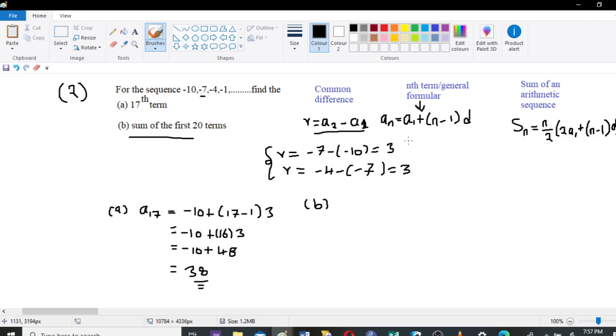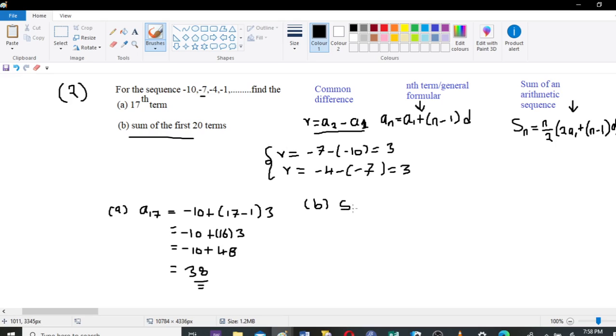So look at the formula for the sum. It's here, right? So you're just going to substitute here. Your n in this case is 20 because you're looking for the sum of the first 20 terms. So your n is 20. We're going to use the same formula, where there is n, we'll substitute with 20. Our a1 is the first term in the sequence, which is negative 10, and our common difference is 3, which we have found. So we can do that.